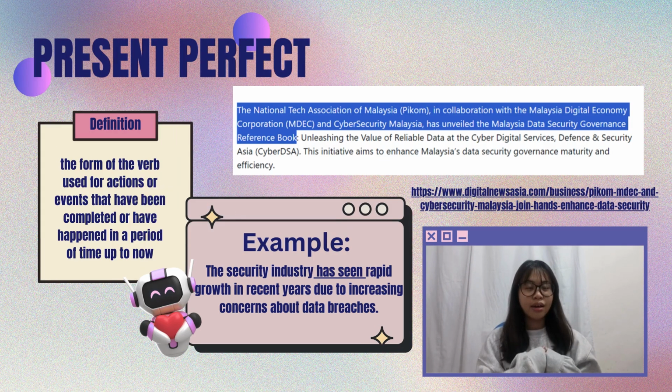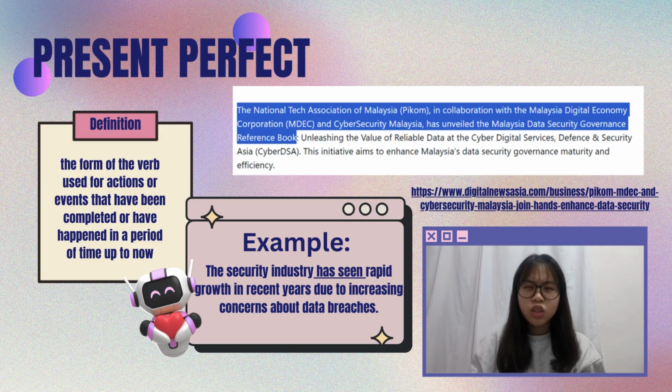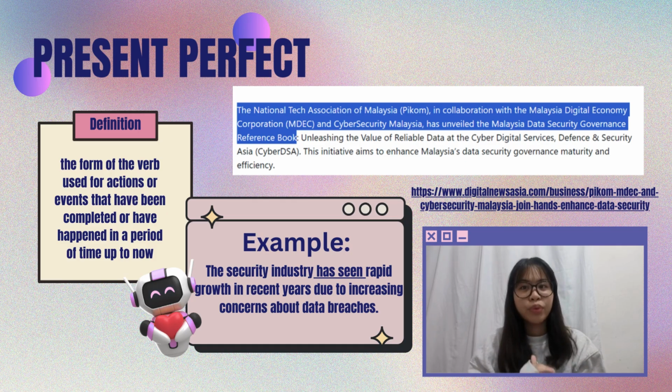Hello, I'm Vaneka. Today I'll be discussing present perfect tense. So what is present perfect tense? Present perfect tense is used to describe actions or events that have been completed or have occurred within a period of time leading up to now.